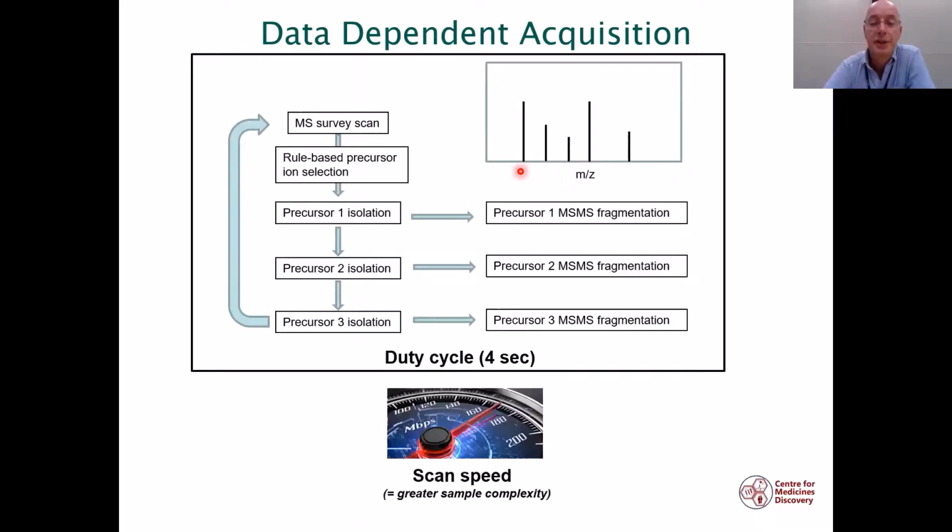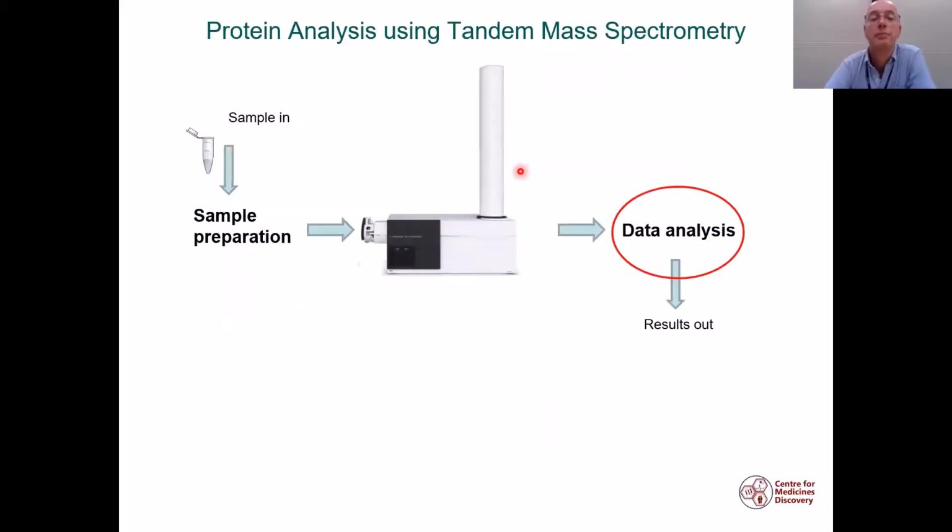So this is the duty cycle, and this is related to the scan speed. The shorter the duty cycle and the more precursors you can fragment within a given duty cycle, the faster the scan speed. And as I mentioned in the first talk, the greater the scan speed, the greater the sample complexity that your mass spectrometer can deal with. So let's now move on to data analysis.